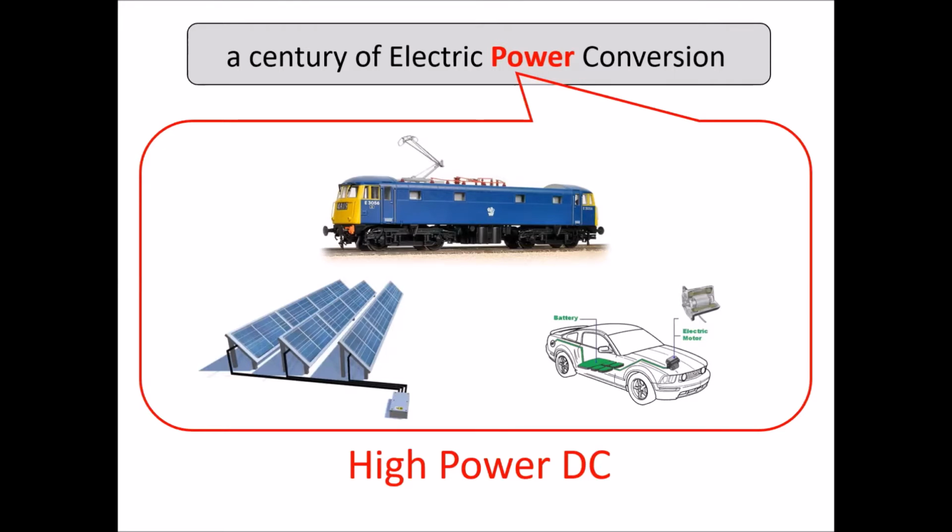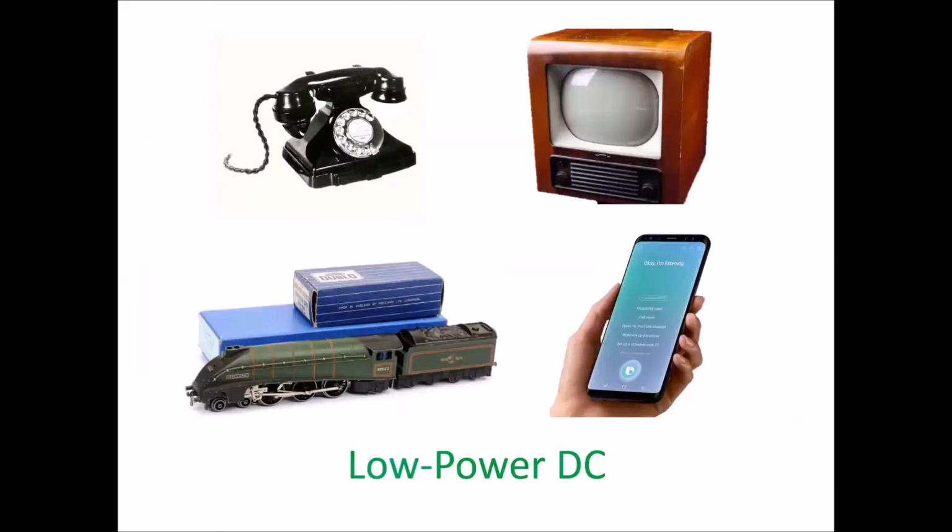The sort of things that use high power DC are electric trains, cranes, and so on. Nowadays we have solar power, that's high power DC. Electric cars will have high power, but most of you probably don't give a thought to whether they're DC or AC. But you will have been familiar with things which are DC at low power levels. Over the years, you'll have used the telephone, the old-fashioned TV, maybe had a toy train set like I did, a modern mobile phone. All these are low-power DC users.